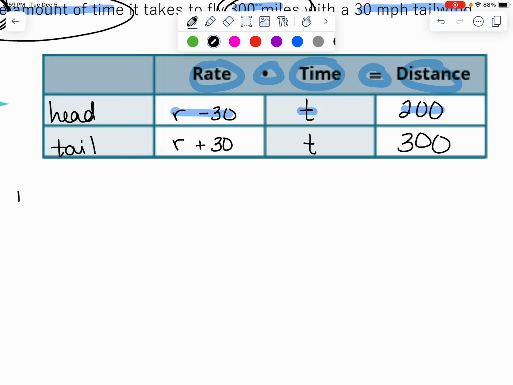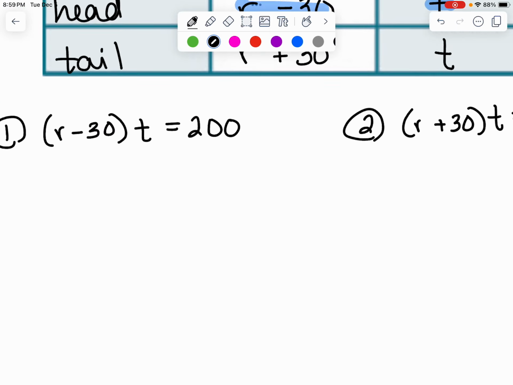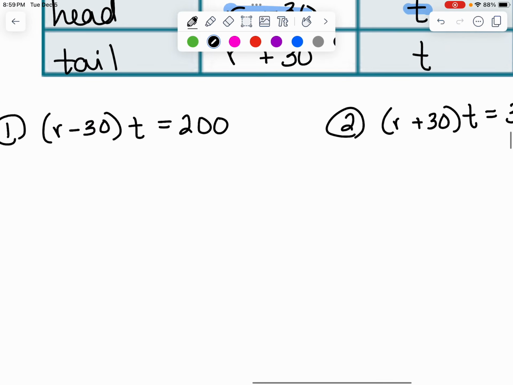Give me the first equation, please. The quantity R minus 30, times T, equals 200. Now the second equation, please. The quantity R plus 30, times T, equals 300. Okay, good.